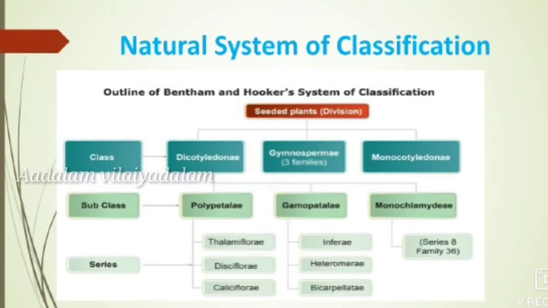and again further subdivided into series such as Thalamiflorae, Disciflorae and Calyciflorae, and Inferae, Heteromerae, Bicarpellatae. These are the subdivisions of the series. So this is the natural system of classification of seeded plants by Bentham and Hooker.